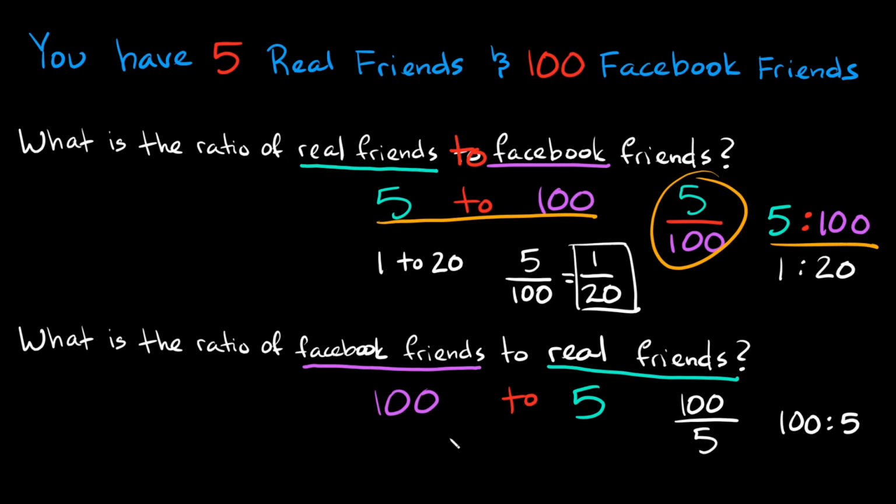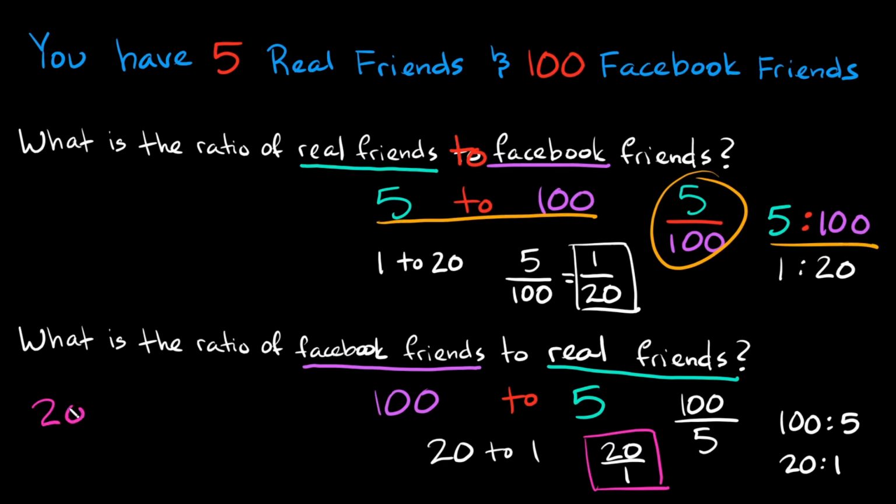So 100 to 5, I could write that as 20 to 1. Or 100 over 5, I could write that as 20 over 1. And one clarification I want to make down here is your fraction right here, 20 to 1.